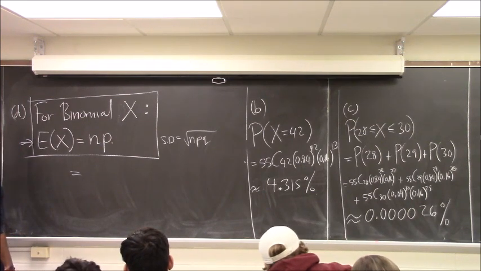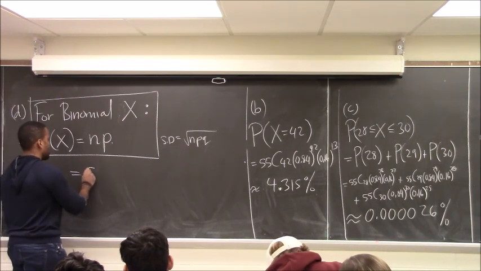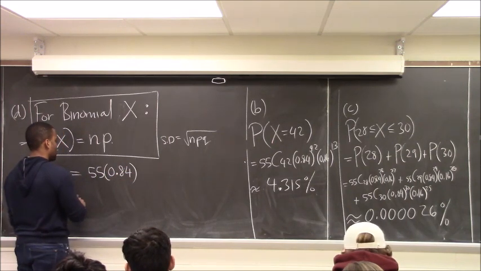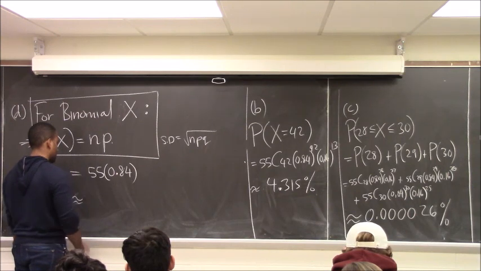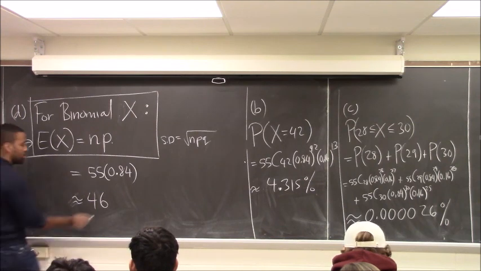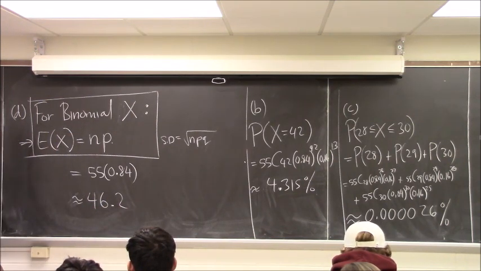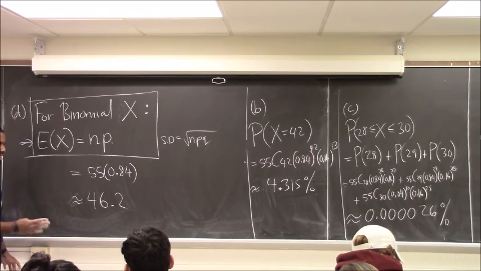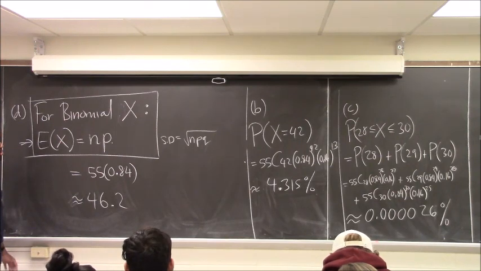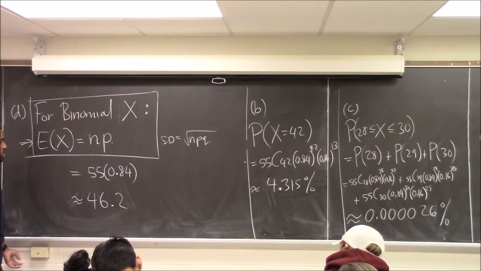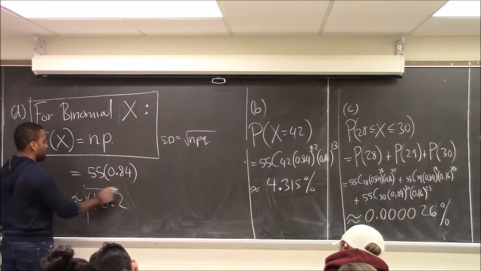So in this case, we'd expect 55 times 0.84 of them to not care. So how many do we expect to not care? 46.2. So on average, you gather 55 of these guys, and 46 or 47 of them aren't going to care. So what are the chances that a small number would care? It's not going to be that high. You do expect on average to find 46 of them that won't.